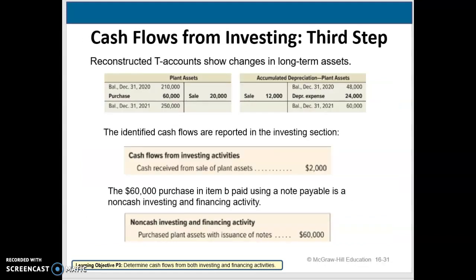Here we have the $60,000 from item B, which was a purchase of the plant assets. And then we financed it by issuing a note payable in a non-cash investing and financing activity. It is reported in a note or in a separate schedule for the statement. So item C, Genesis sold plant assets costing $20,000 with $12,000 accumulated depreciation, and we sold it for $2,000, and that gave us a $6,000 loss. The reconstructed entry looks like this. We also do the reconstructed entry for the depreciation expense, and that's going to show that there is no cash effect. We will continue the next step in our next video.